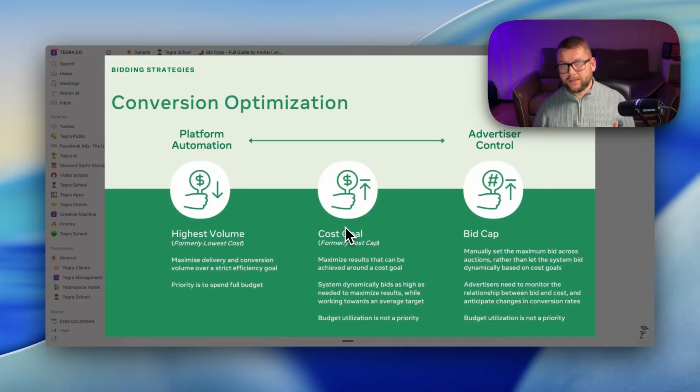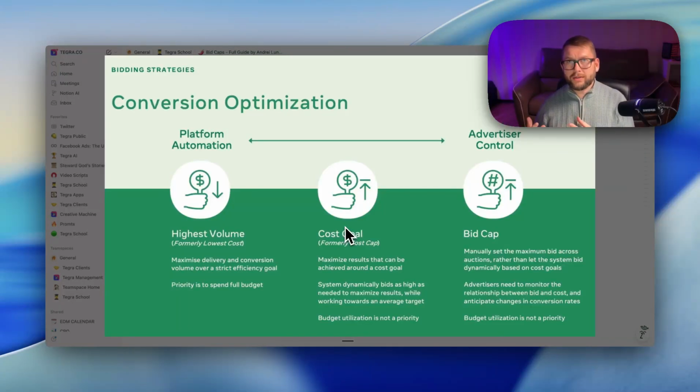What does highest volume mean? It's the automatic bidding for the lowest cost auction, where Meta selects the bid automatically, and it can manipulate the bid. Depending on the conditions and on the available conversions, it can infinitely increase the bid. The priority of the campaign is to spend the full budget and pick as many low-hanging fruits as possible. Bid caps is the bidding strategy when the bid is frozen, it's fixed.